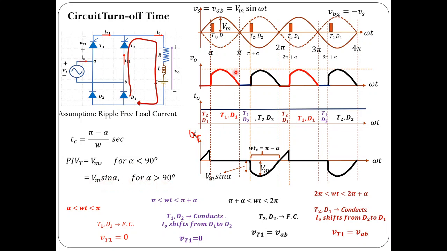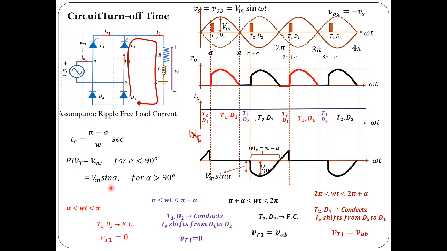Of course, a firing angle greater than 90 degrees is not discussed here. In case it is greater than 90 degrees, you try to draw it. In that particular case, you will see that this Vm sin alpha itself is going to be the peak value that appears across the thyristor during its reverse bias condition. So that is going to be the peak inverse voltage. So this is the operation of a single phase semi converter with symmetrical configuration.